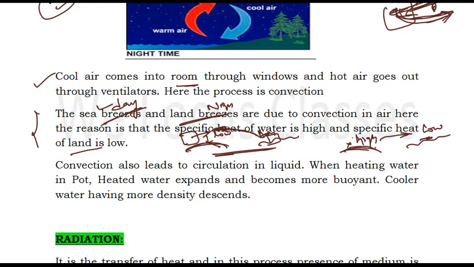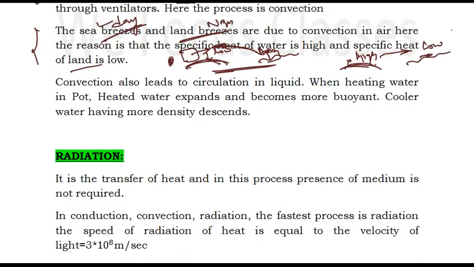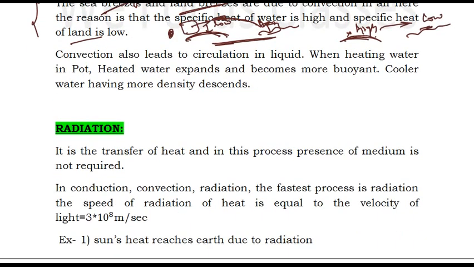Because of the specific heat of land, what is the specific heat? Specific heat is the amount of heat required to raise the temperature of a unit quantity of matter, whatever it is. That is called specific heat. We'll be discussing it in that topic. And this is what convection is generally. See here, once cool air comes, hot air goes out. This is convection, transfer of matter takes place. Convection also leads to circulation of liquid.